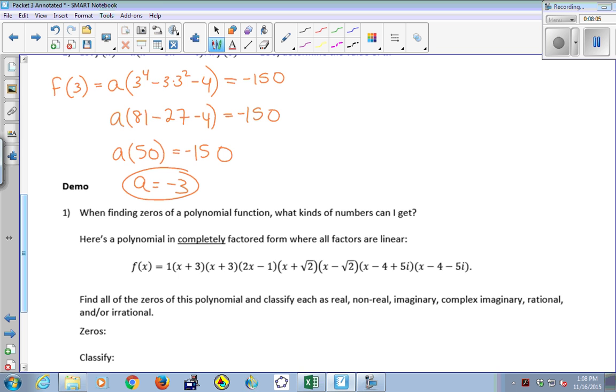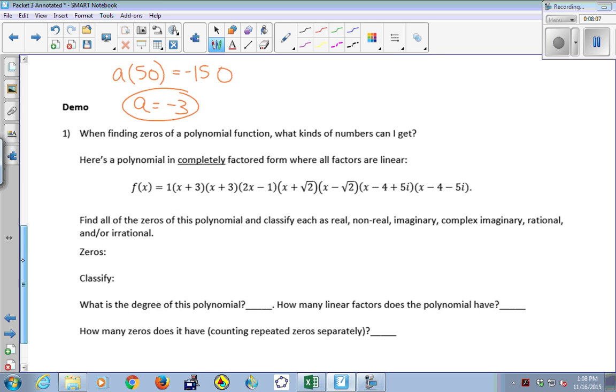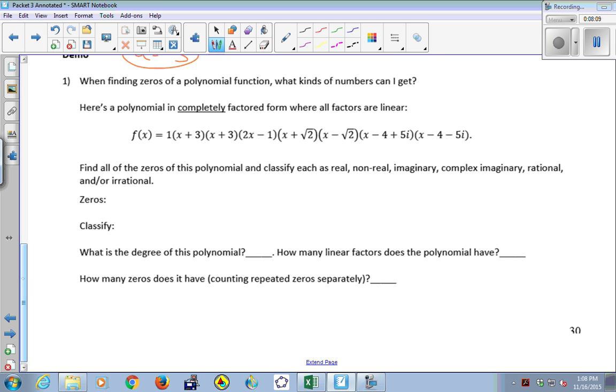Everybody's got this? Okay. All right, so when you're finding the zeros of a polynomial function, what kind of numbers can you get? You can get nice rational numbers, and that's what we've been getting up until today. All of our zeros have been easy to handle numbers. Today we're going to start talking about what happens when you have irrational zeros and imaginary zeros.